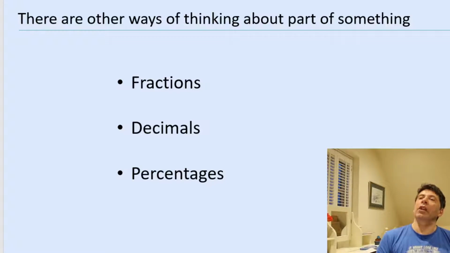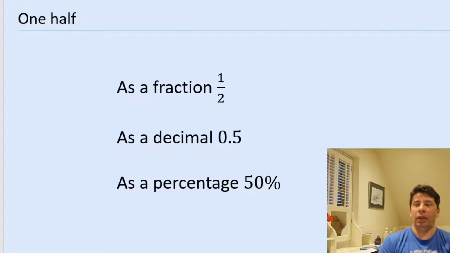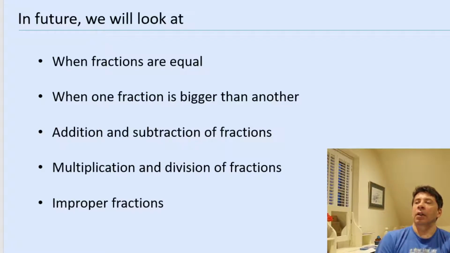Now there are other ways of thinking about part of something. As well as fractions, there's also decimals and percentages. We're just going to do a quick illustration of these, but there's no pressure to understand all of this. We can cover this in future videos. So 1/2, as a decimal 0.5, and as a percentage it's 50%. 1/5 as a decimal is 0.2, and as a percentage it's 20%. And then 1/10 is 0.1 as a decimal, or 10% as a percentage.